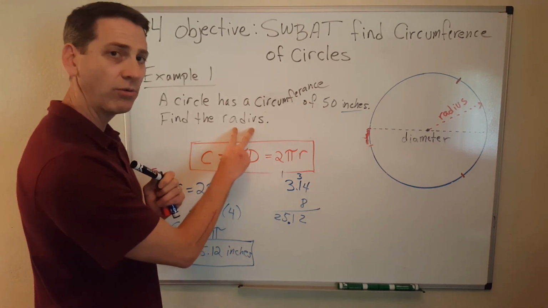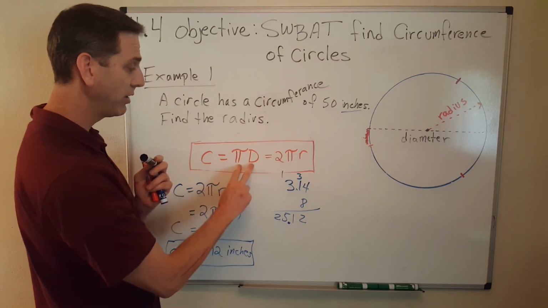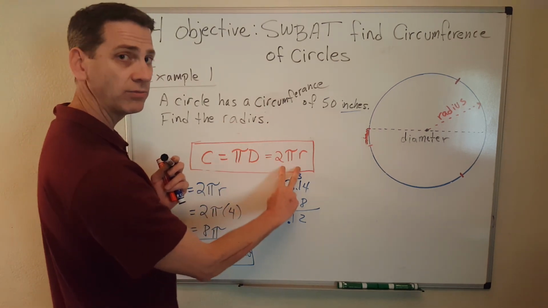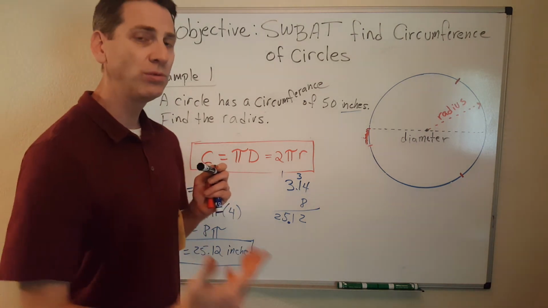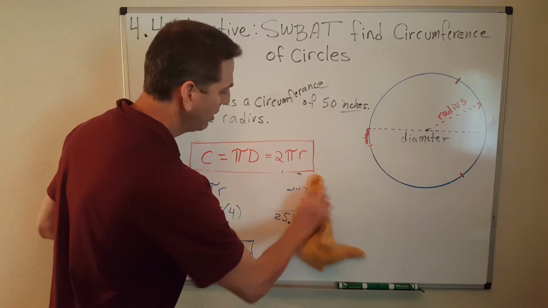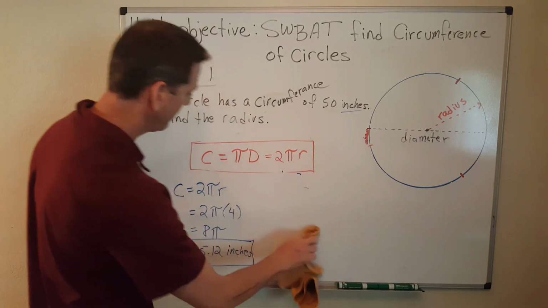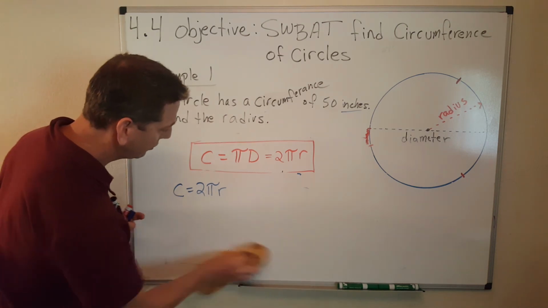Again, they gave us a circumference. If they were to give us diameter, we would use this formula here. But since we're working with radius, we'll go ahead and use this one. And I think that usually it's in terms of radius. Okay, so let's take a look. How do I do this? Well, I got my formula. C equals 2 pi r.